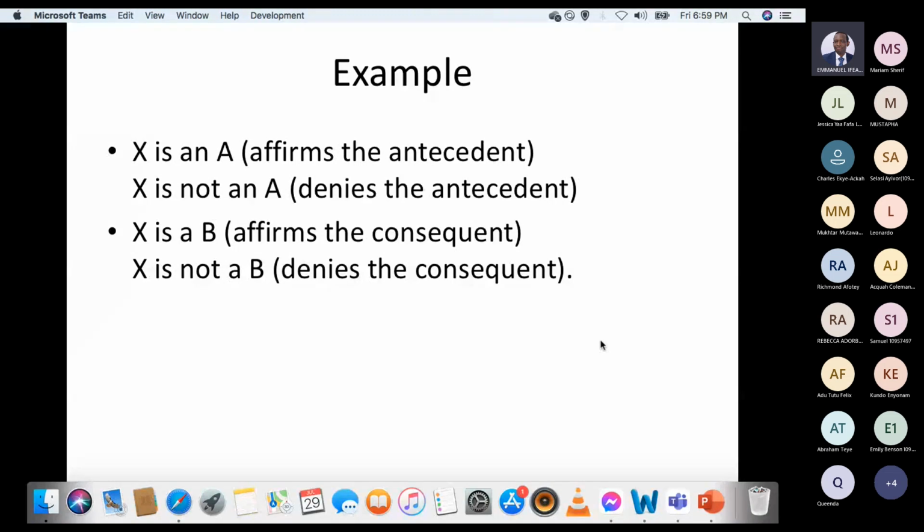So X is an A, affirms the antecedent. X is not an A, denies the antecedent. X is a B, affirms the consequent. X is not a B, denies the consequent.